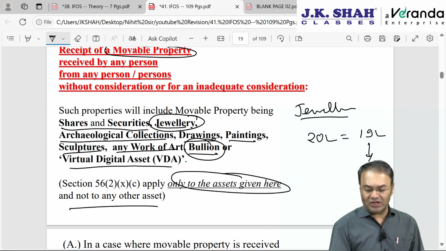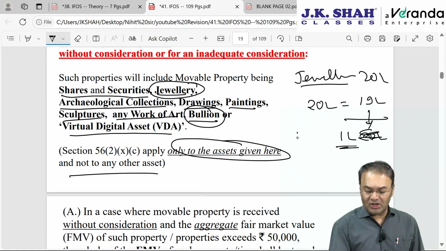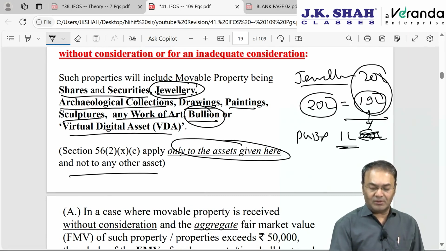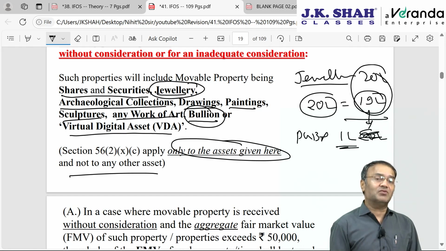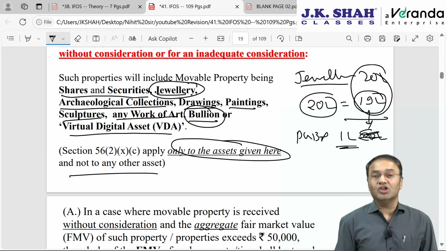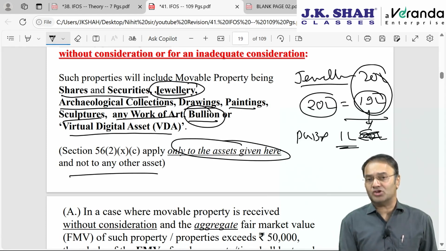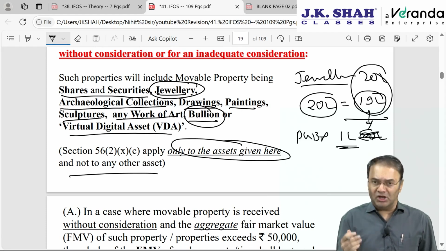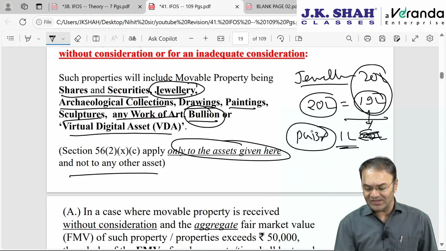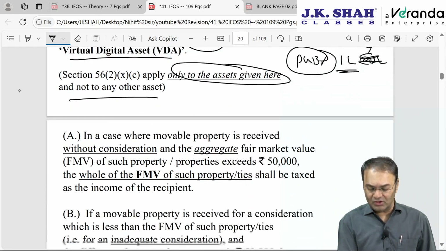Let's say I sold it for 20 lakh. The 1 lakh rupee is going to be taxed for me under PGBP otherwise also. Will I be taxed for this 20 lakh worth of item I received for 19 lakh? Will I be taxed for this 1 lakh under IFOS also? Answer: no, because this is stock in trade. So this concept is applicable for these 9 assets. Taxability will arise only if the given item is not stock in trade for the recipient. Because if it is stock in trade, it would be taxed otherwise also, whenever actually sold, under PGBP.